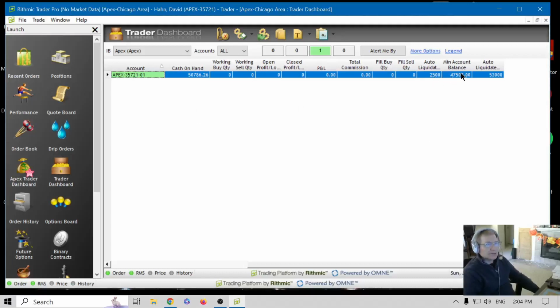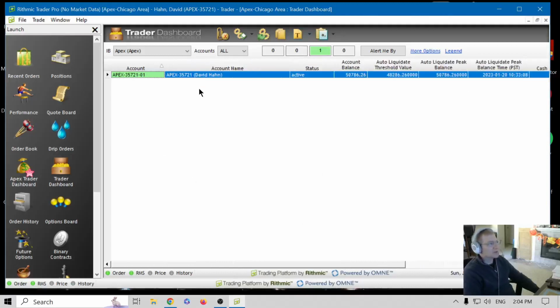You can see here auto liquidate 2500. That's the threshold. Minimum account balance 47,500. Auto liquidate is 53,000. So basically what that's telling you is I have a $50,000 account, and you see my name through Apex. It's my dashboard.